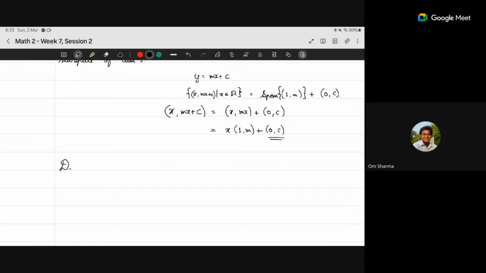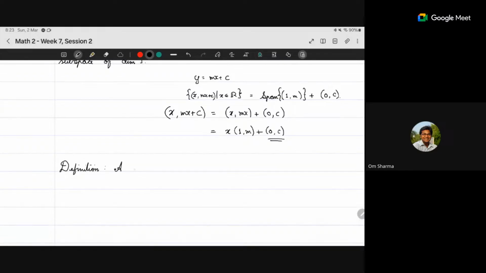Now, in general, what we have is a set which can be written as v plus u, where v is a vector in a vector space, and u is a subspace of the vector space. This is called an affine subspace.